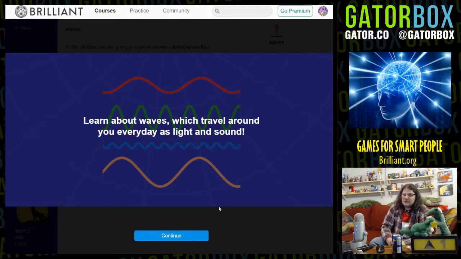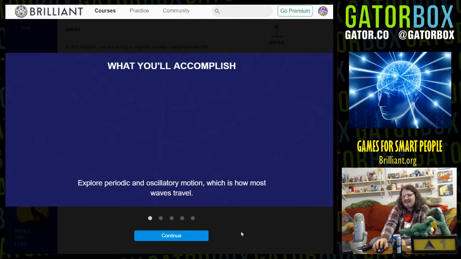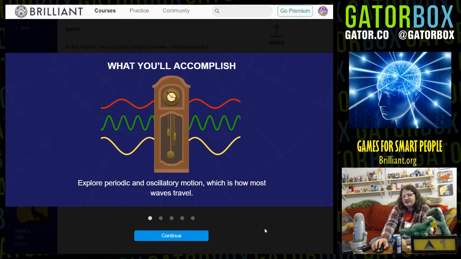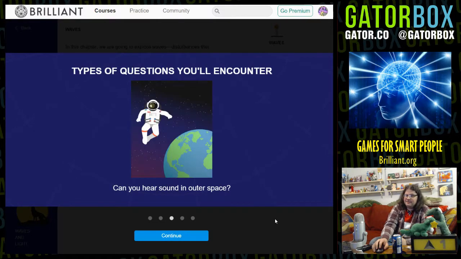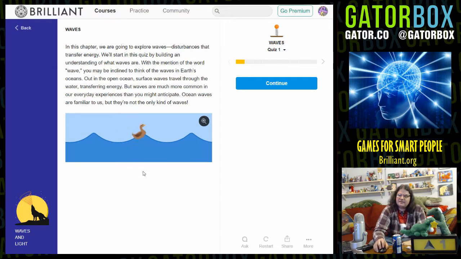Learn about waves which travel around you every day as light and sound. It's all around you, don't even know it. Okay, there we go, we got a picture of a clock. Explore periodic and oscillatory motion, which is how most waves travel. Learn about the different characteristics of waves, including amplitude and wavelength. Amplitude's a good game. Can you hear sound in outer space? No, because in space no one can hear you scream. Next. Oh, this one's got animation too. They went all out.